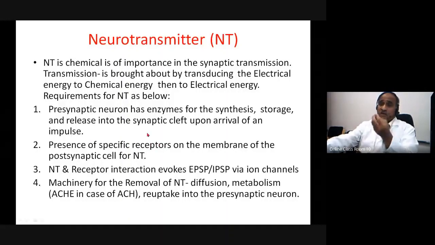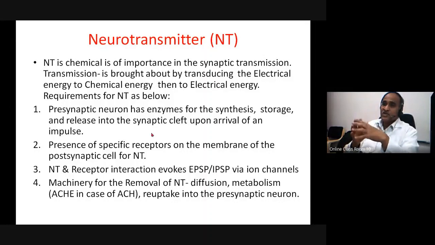So that means we have acetylcholine. On the postsynaptic membrane, there should be acetylcholine receptors. So the acetylcholine site should be there and the receptor should be there. It is something like a lock and key. So that would come and sit on the membrane of the postsynaptic cell.